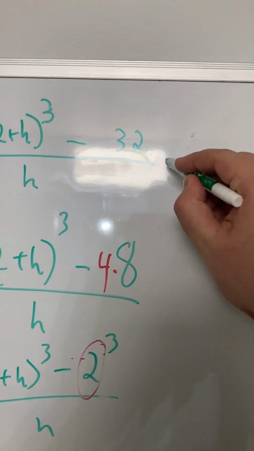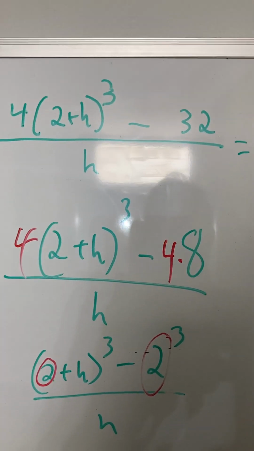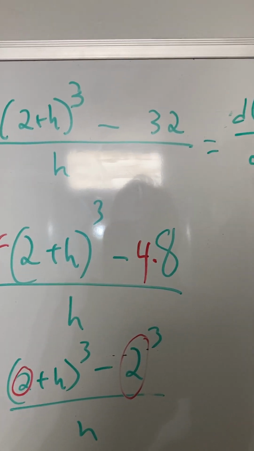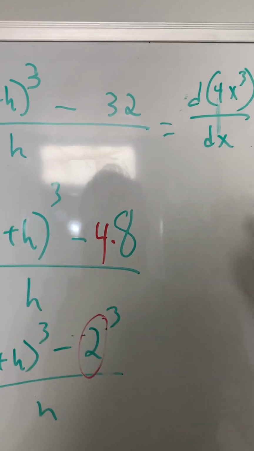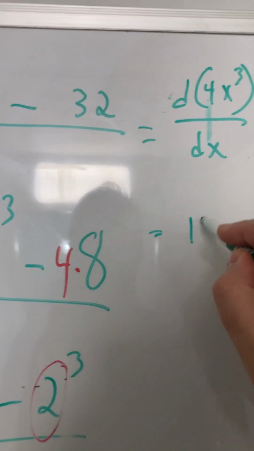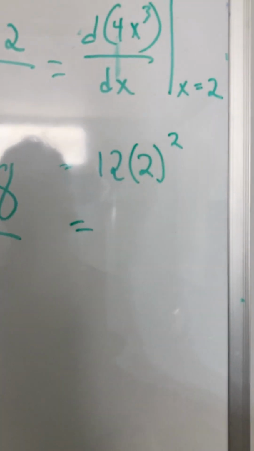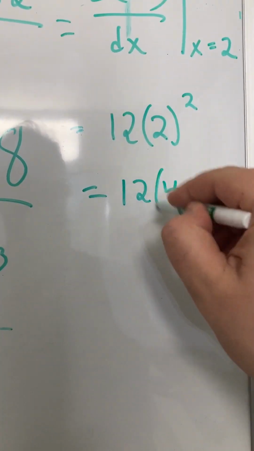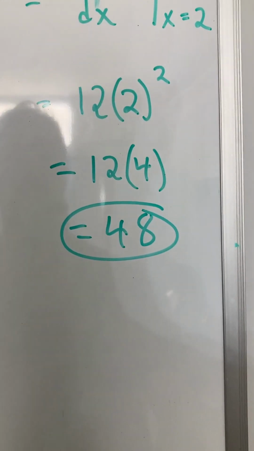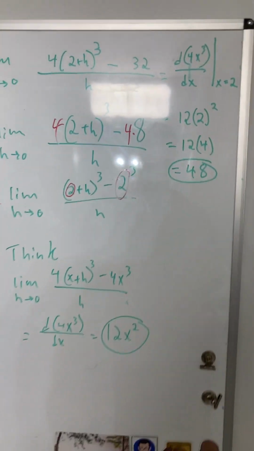So that's just going to mean that this up here, my original, is equal to d 4x cubed dx, evaluated at x equals 2. So again, 12x squared, evaluated at 2. 12 times 2 squared. I could leave it like that because this is AP Calc, but why not just finish for good form? 12 times 4, 48. Ooh, beautiful. But just to, again, highlight this process, let me just step back.